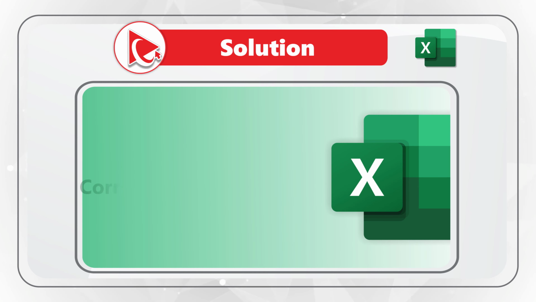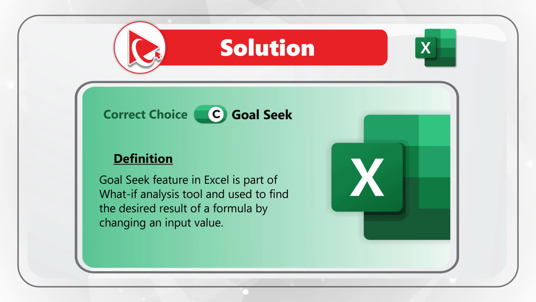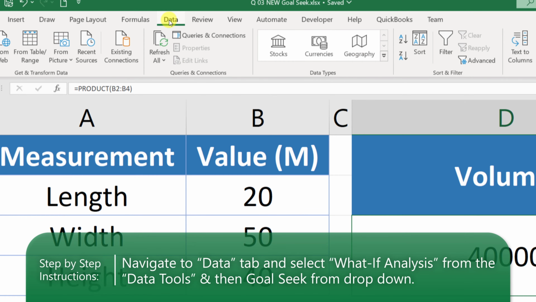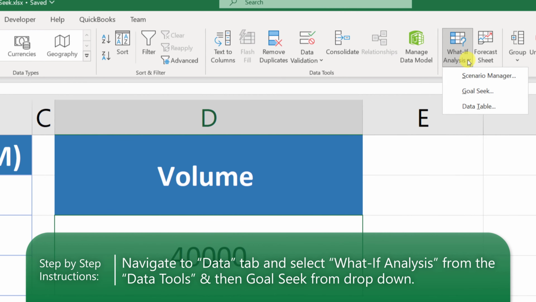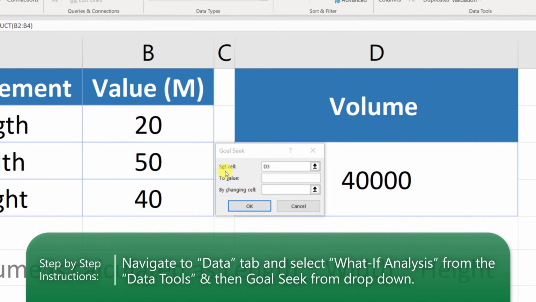Here is the scenario simulated in Microsoft Excel. I believe that the best way to solve this challenge is to use the Goal Seek feature of Microsoft Excel. Goal Seek in Excel is a part of the what-if analysis tools and is used to find the desired result of a formula by changing the input value. Goal Seek can be accessed on the Data tab in the Forecast section in the Excel ribbon under the What-If Analysis button. After you access the Goal Seek feature, you're presented with a dialog box.